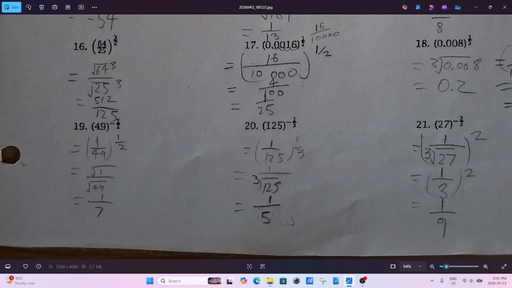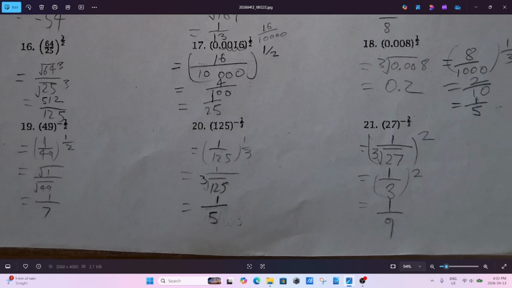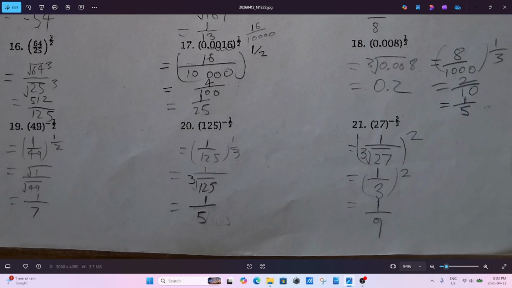17. 0.0016 to the exponent 1/2 is equal to 16 divided by 10,000 to the exponent 1/2, and that is equal to 4 over 100, which is 1 over 25. 18. 0.008 to the 1/3 is equal to the third root of 0.008, which is also equal to 8 divided by 1000 to the exponent 1/3, which is equivalent to 2 over 10, which is 1 over 5.